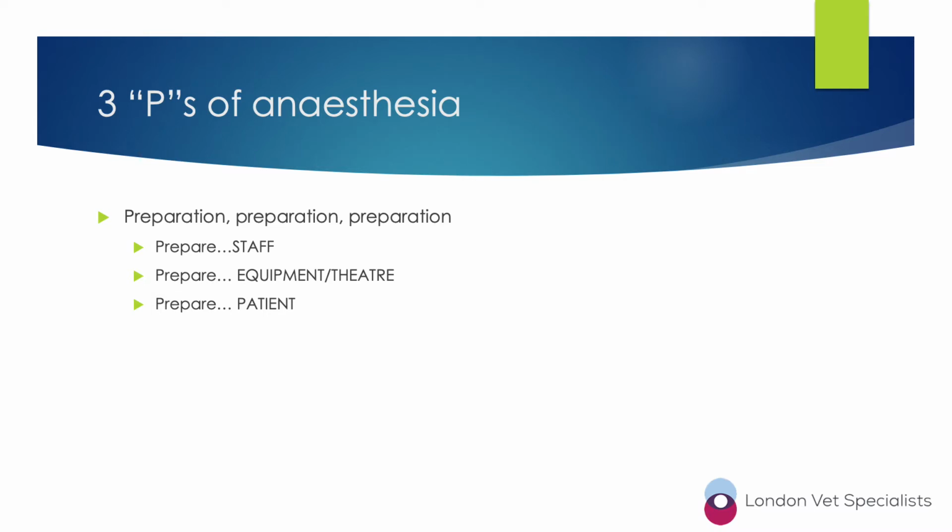When I was doing my additional training in anaesthesia, one of my supervisors always spoke about the 3 Ps of anaesthesia. So that was preparation, preparation, preparation. And this is really the way that you can minimise any errors and increase the safety to the animal that's about to undergo anaesthesia. That applies to preparation of the staff that are going to be involved in the case, as well as preparation of equipment, the theatre environment, and also perhaps most importantly preparation of the patient themselves.